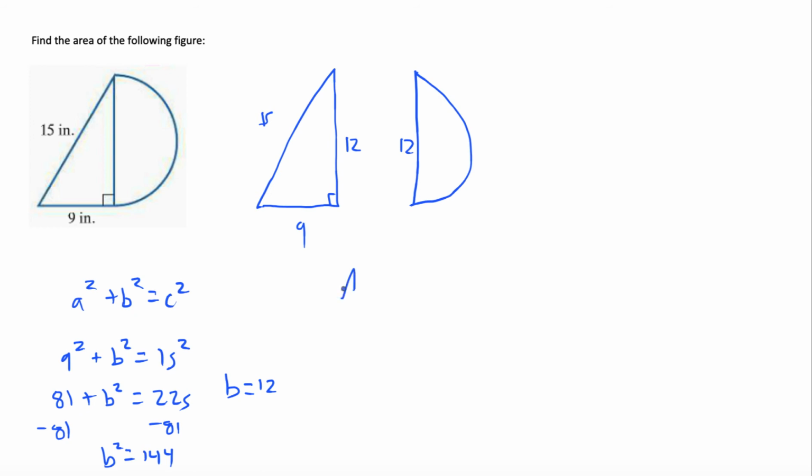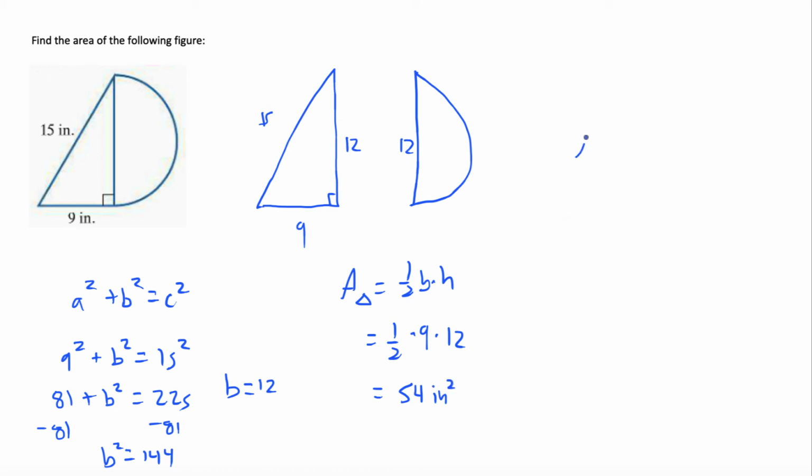Okay, well, we know that the area of the triangle here is 1/2 the base times the height. Okay, and the base in this case is 9, and the height is 12, so we'll multiply these three together. 1/2 times 9 times 12, that gives us 54 inches squared. Okay, that's the area of just the triangle.